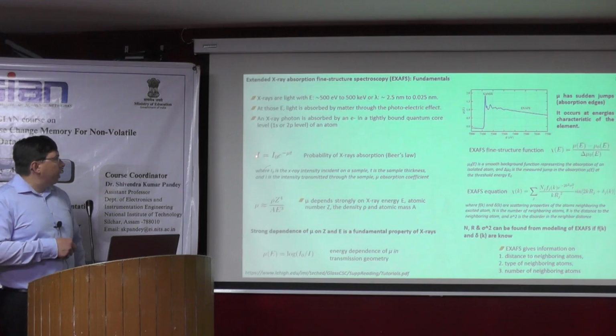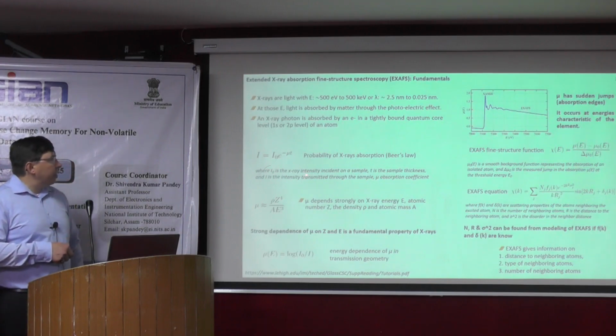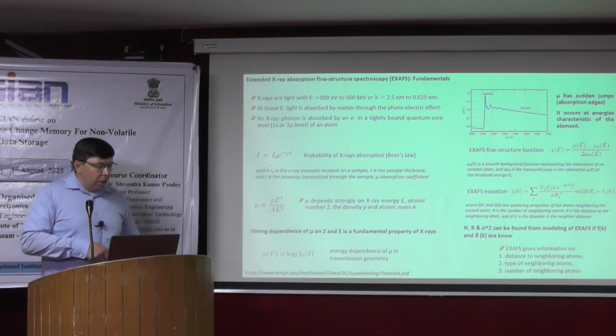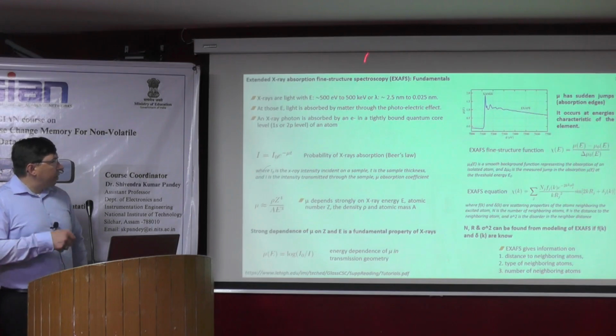And here I is equal to I0 exponential minus mu t. And I0, this is the X-ray intensity incident on the sample. t, this is the thickness of the sample. And mu, this is the absorption coefficient. And this is the important factor in the XAS spectroscopy in this method.